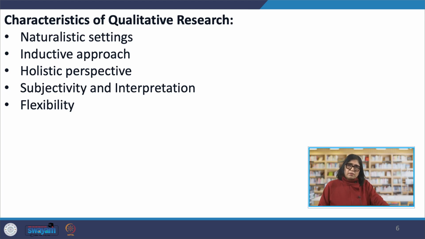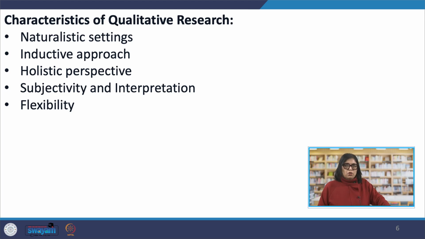Then comes subjectivity and interpretation. Epistemology plays a key role in qualitative research. Researchers are encouraged to reflect on their biases, assumptions, and values, and to consider how these may influence their data collection, analysis, and interpretation.